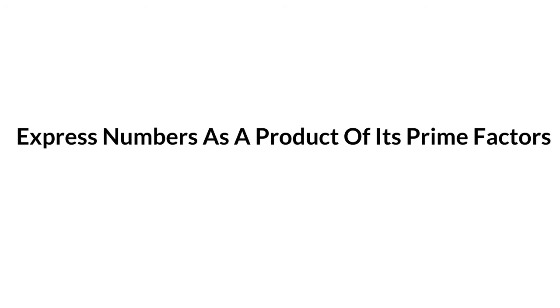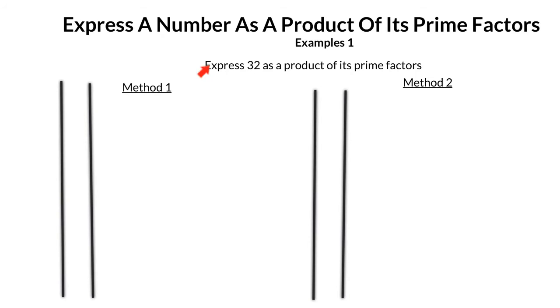Welcome to today's lesson. In this lesson, we'll be looking at expressing numbers as a product of its prime factors. Example 1. Express 32 as a product of its prime factors. To do this, we will be looking at two different approaches, method 1 and method 2. Now in method 1, we'll be adopting the long division approach.